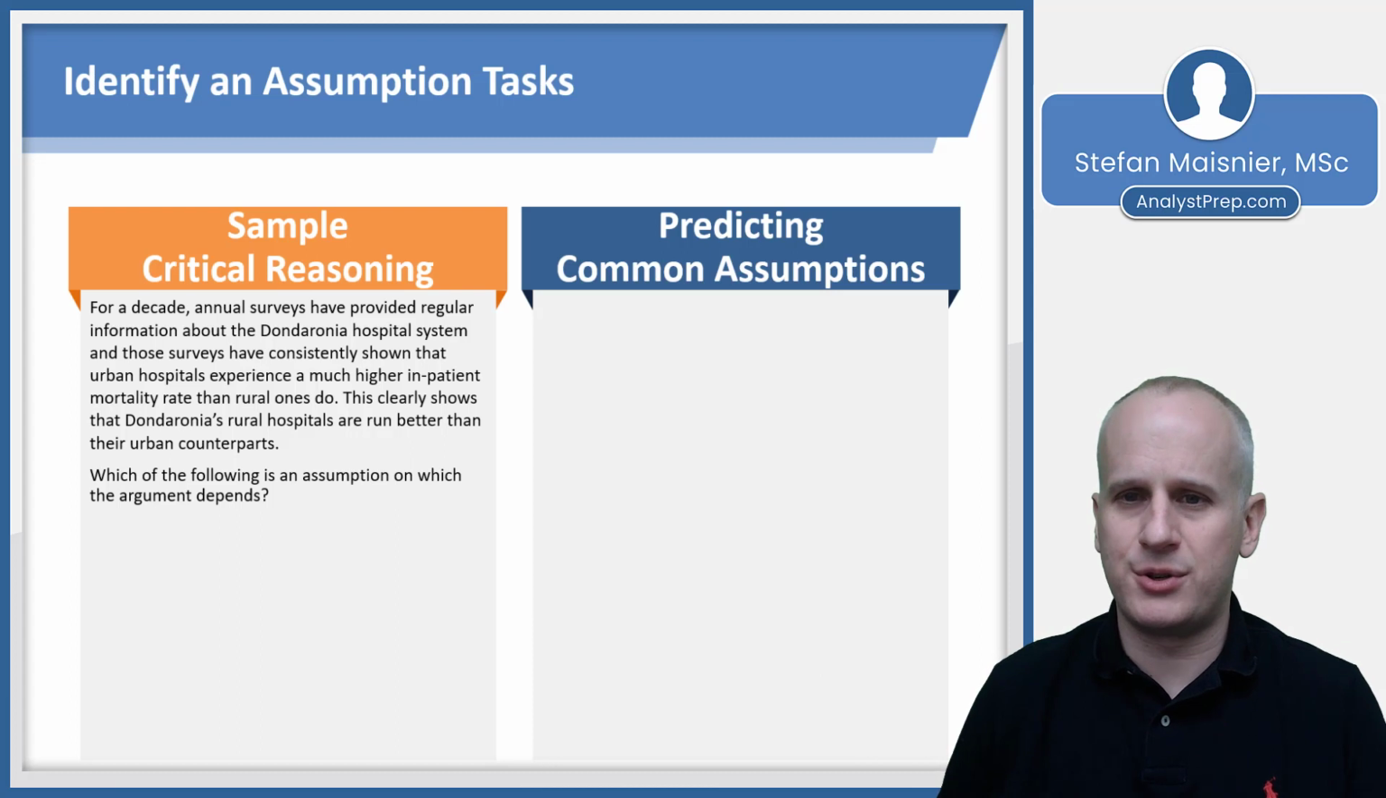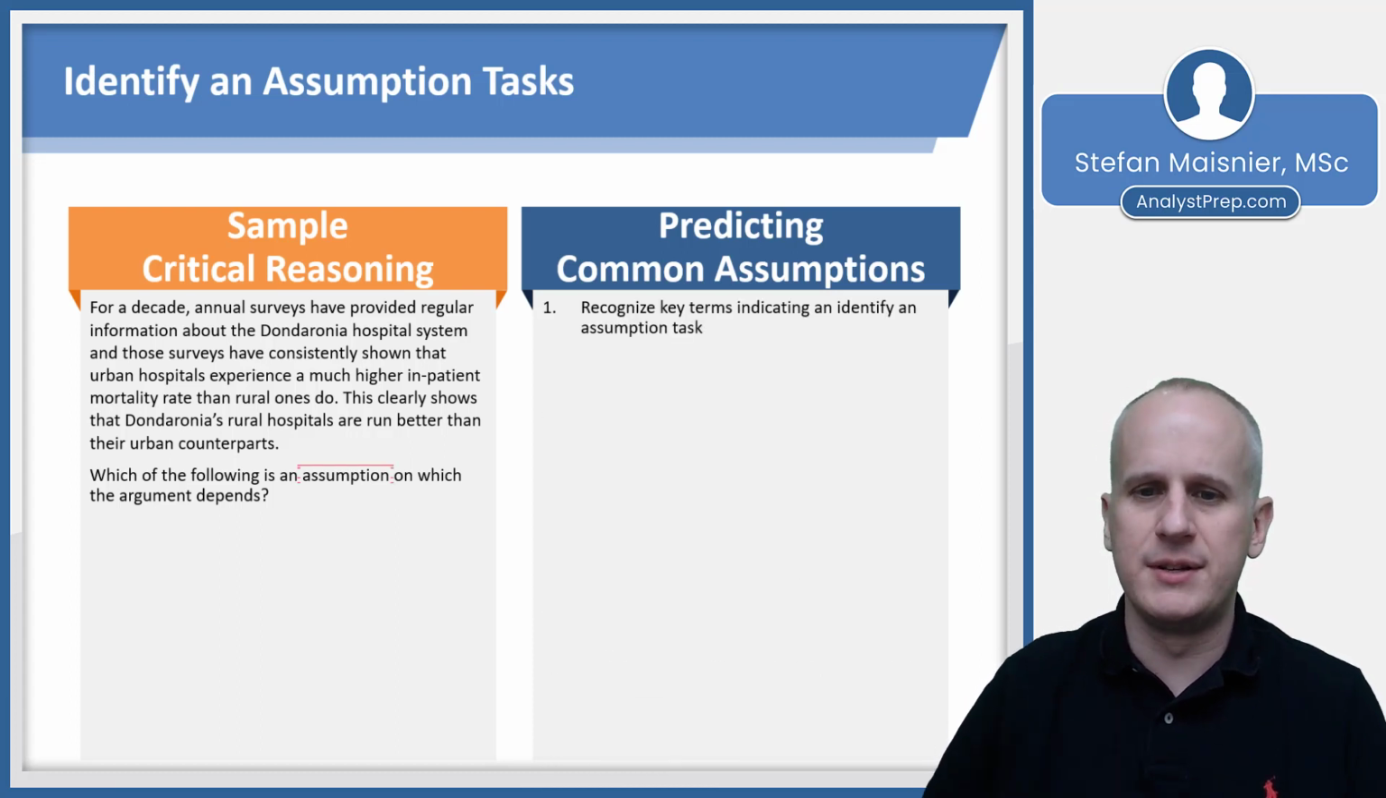So as always, we start with the question stem. We've got which of the following is an assumption on which the argument depends. We see the word assumption, we see the word depends. So this is clearly an assumption task. We read from the beginning of the paragraph.